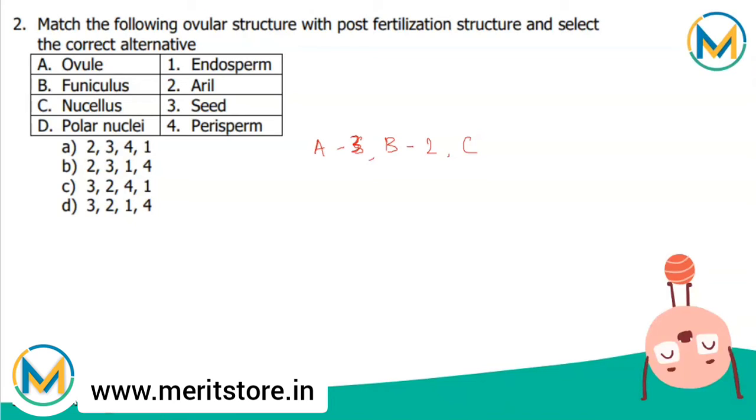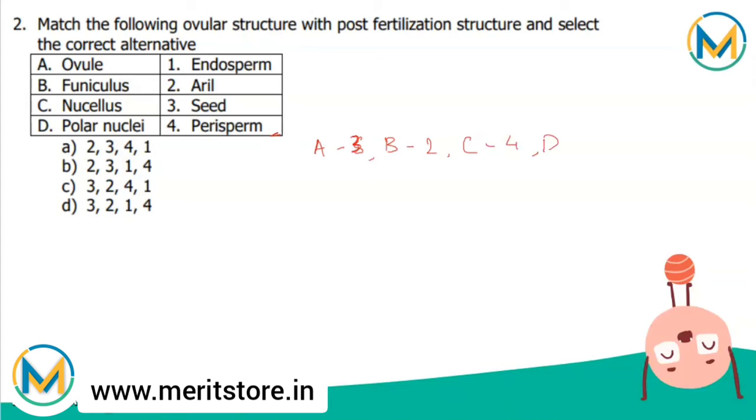Then the mass of parenchymatous tissue, which is surrounded by integuments, is known as nucellus. It encloses the embryo sac and provides nourishment to the developing embryo. It is generally used up during the development of the embryo, but sometimes remains outside the endosperm in the form of a thin layer. This thin layer is known as perisperm. So nucellus pairs with perisperm.